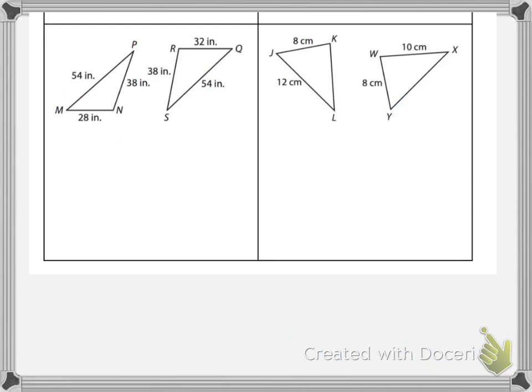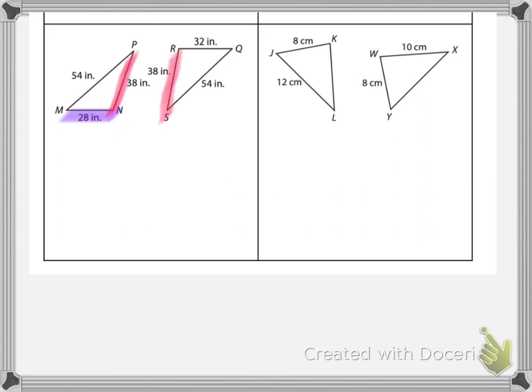Alright, so we've got two more examples. These ones have numerical values. Theorem works the same though. So if I look at my first triangle, I have this side 28 inches. And if I look at the second triangle, I actually don't have anything labeled as 28 inches. So I right away can say that these triangles are not congruent by side, side, side. In order to use side, side, side, all three sets of sides would have to be congruent.